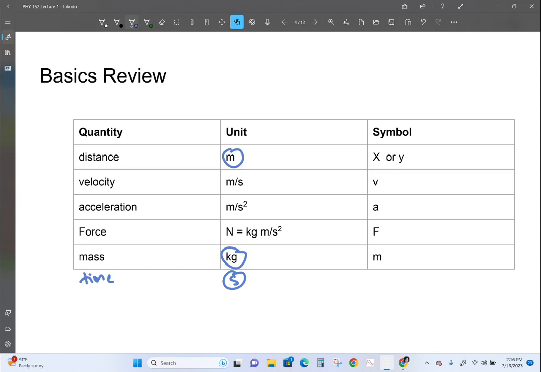The symbols for distance are either x or y. Velocity is v, acceleration is a, force is F, and mass is M. So you want to make sure that you refresh yourself with those so that when you're reading problems, you'll know what kind of information is being given to you by the units.